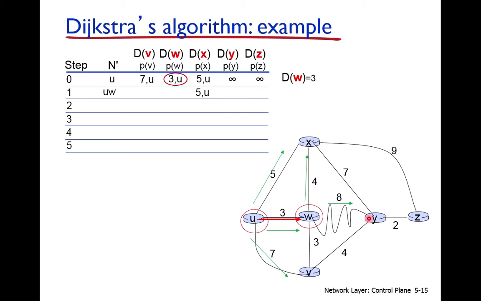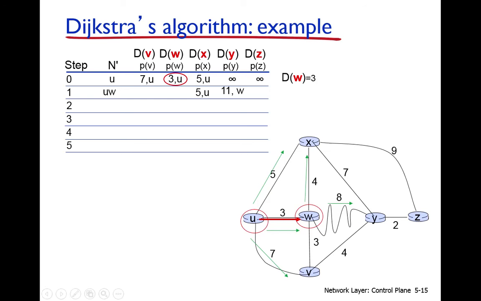And which one is the previous node? The previous node is W. So this value will be replaced by 11. When the new neighbor is explored, we found a new lower cost path to Y. And what is the previous node of Y? In this case, it is W.